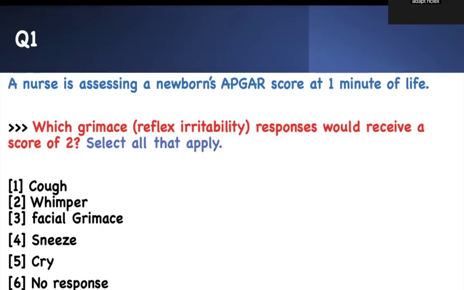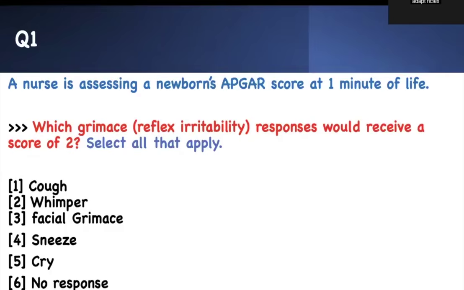But what is the question I am asking? Which grimace? This is the one that always tricks people. It's easy to make a mistake about it. They don't tell you it's a reflex, but it's actually a reflex response that will receive a score of 2. In the APGAR score, you get 0, or you get 1, or you get 2, for a total of 10. That is the key. Which of these grimace signs will give the individual a 2, showing good reflex?